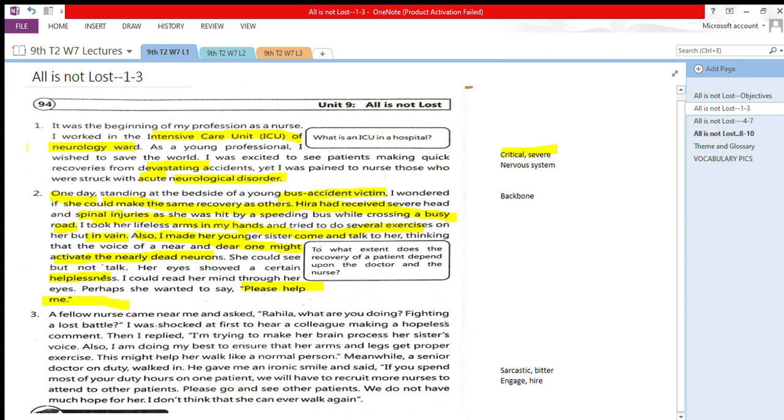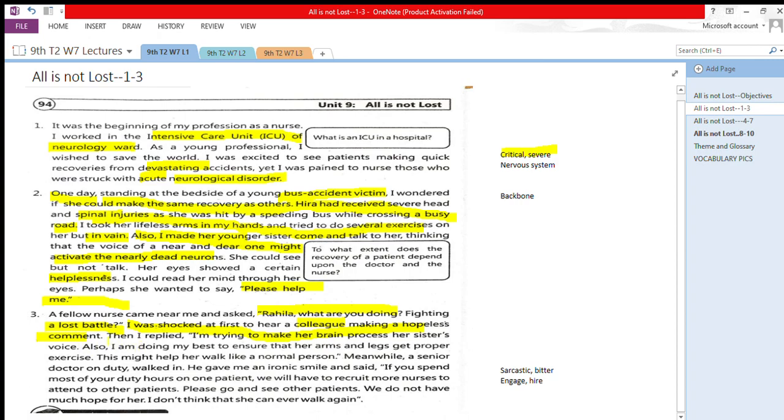Meanwhile, in the third paragraph, a fellow nurse came near that nurse, Rahila, and asked, Rahila, what are you doing? Fighting a lost battle? Now see what the fellow nurse asked, that you are fighting a lost battle. There is no hope in this patient. And she says that I was shocked at first to hear a colleague making a hopeless comment. So this tells us about Rahila, what kind of person she was. She was very upset with the comment of the fellow nurse who told her that she was fighting a lost battle. Then I replied.